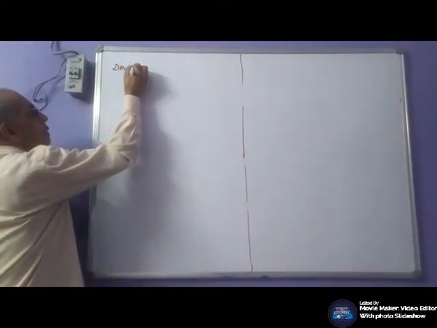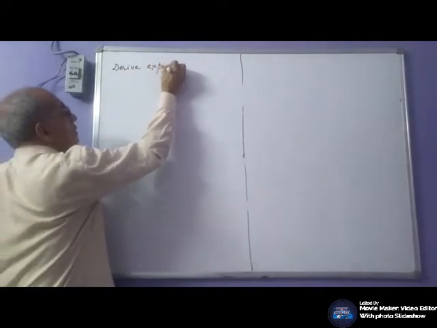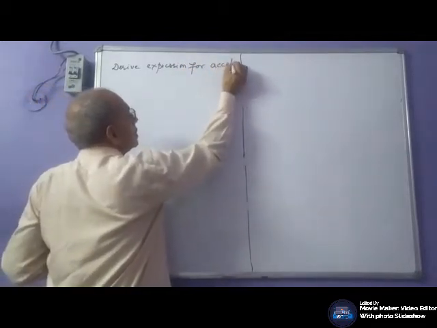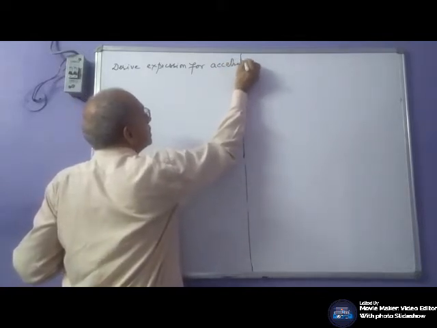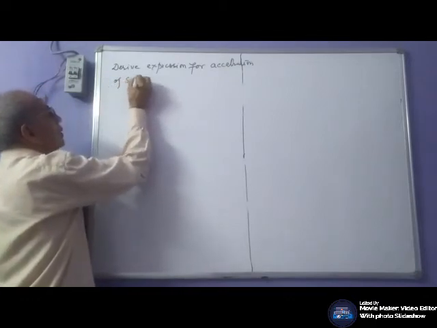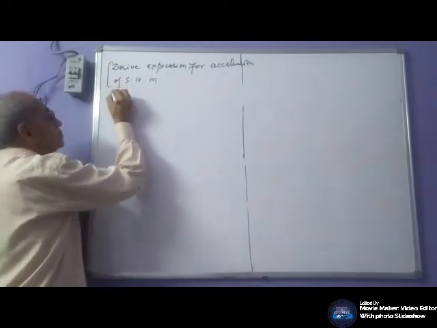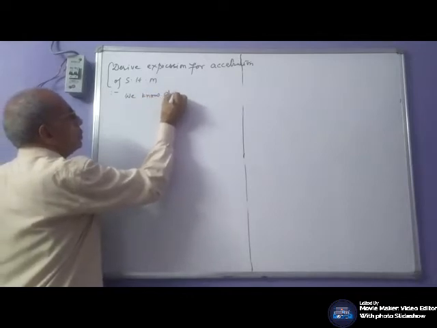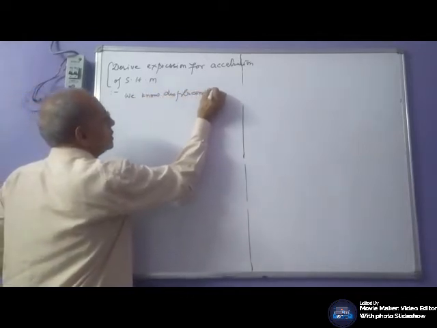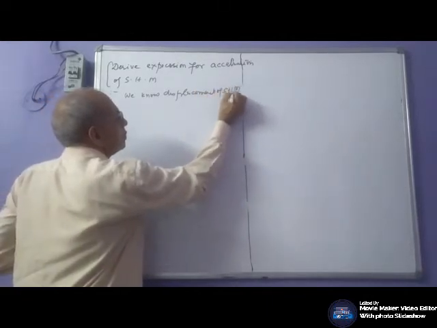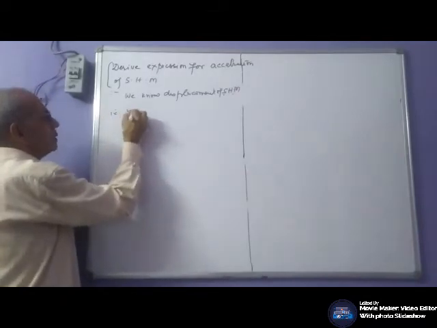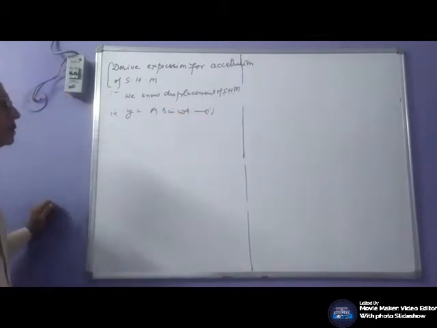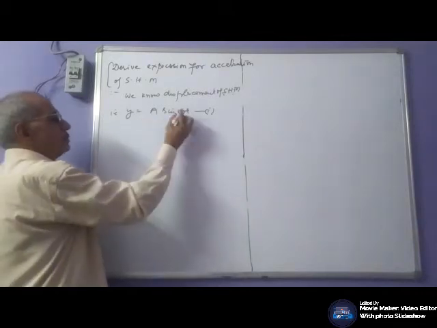Derive expression for acceleration of S.H.M. We know displacement of S.H.M, that is y equals A sin omega t. This is the amplitude of displacement, this is the phase.